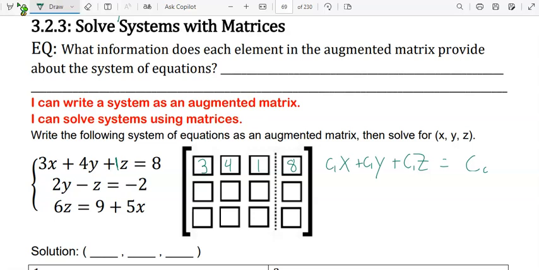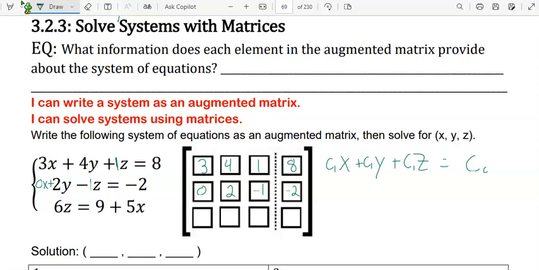The next one, we have 2y minus 1z equals negative 2. It's missing x, so let's put a 0x in the front. And then we'll put those coefficients in the cells: 0, 2, negative 1, and then negative 2.